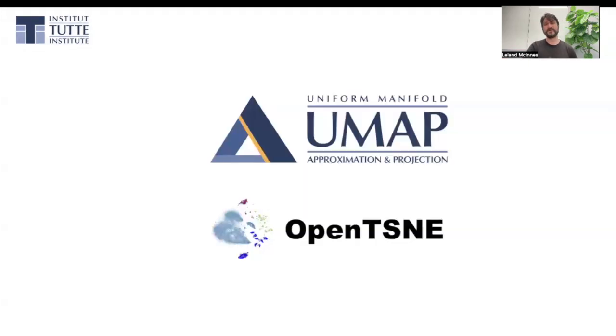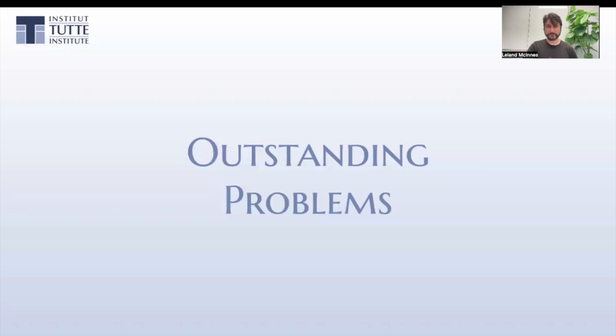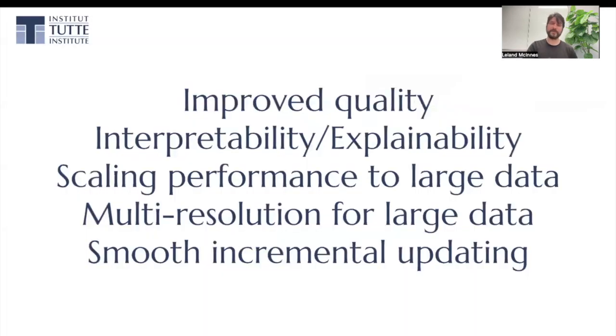What are the current solutions? The primary ones are UMAP, Uniform Manifold Approximation and Projection, developed by the Tutte Institute, and OpenTSNE, which is a very efficient implementation of the t-SNE algorithm. What are the outstanding problems in this space? Well, improving the quality of these dimension reduction results would be something that there's still a lot of space to do. Another key point is interpretability and explainability of the results.